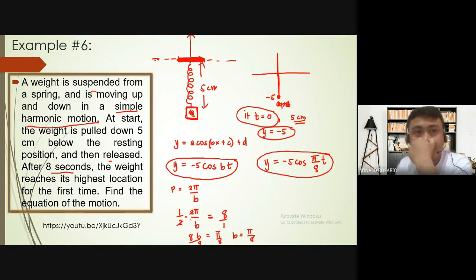Okay, so doon sa number 7, example number 7, parehas lang yan doon sa example number 6. The same lang. So you can apply, of course, the different strategies in solving those examples, example number 1 to 6, to answer the activity that you have.